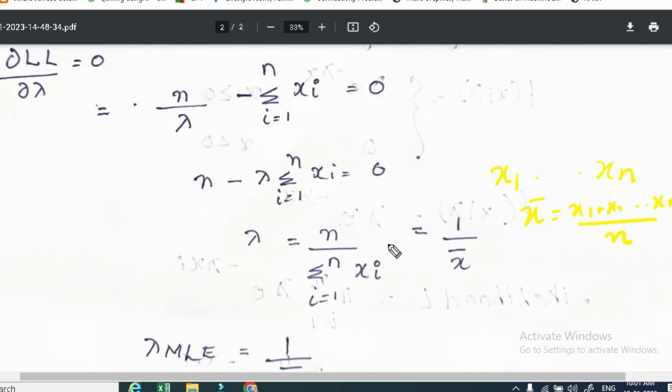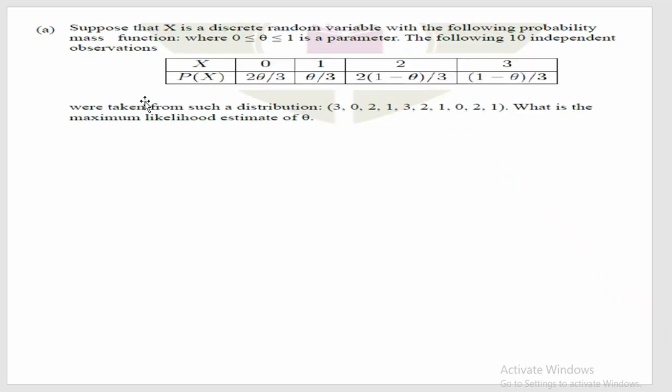So we can write finally the lambda MLE is equal to 1 by x bar. So you got the answer. This is the answer for this problem. One more question we will discuss in this video.